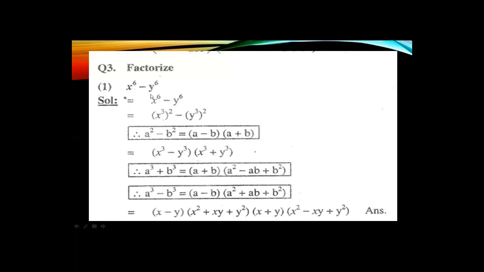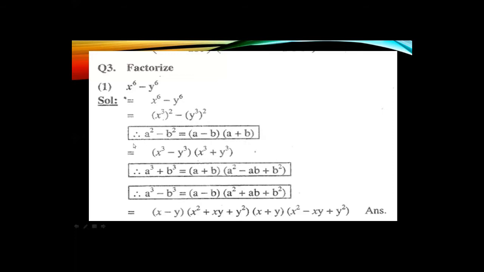Okay, x^6 minus y^6. When we take the square, what is the square root of x^6? It becomes x^3 and the square outside, since 3 twos are 6, and y^3 with its 2 outside, so 3 twos are 6. So it becomes a square minus b square. So what is a here? a is x^3 and b is y^3.